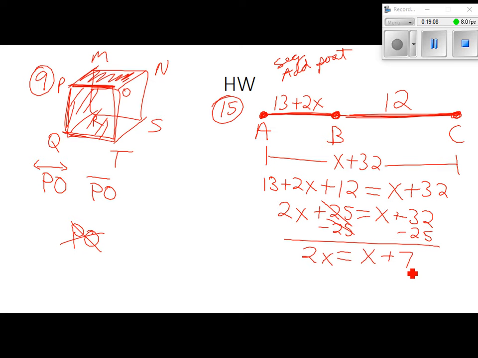Now what? Subtract x, and that's why I normally get all the x's on one side first, because everybody gets confused if you don't. You forget what to do after that.